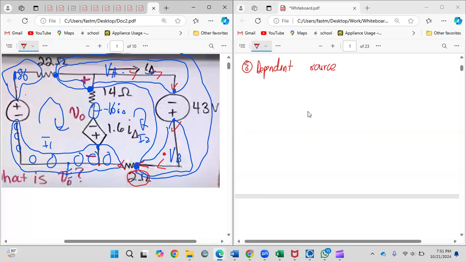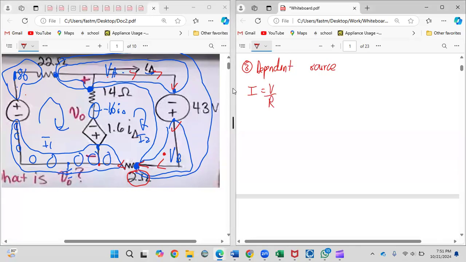Remember, the voltages cumulatively add up together. The same concept. That is why this is your supernode equation, right? So VA plus 43 is equal to VB. And remember, current is voltage divided by resistance. So I have a resistor, the current going in this direction.